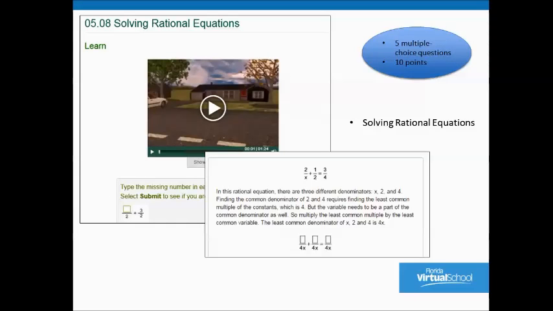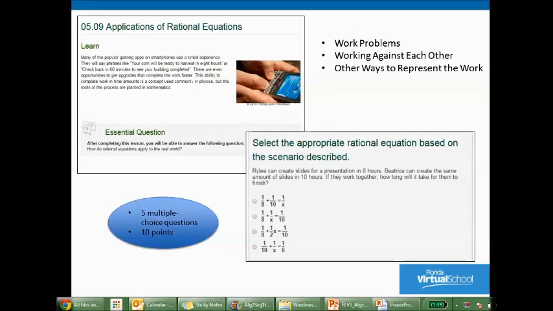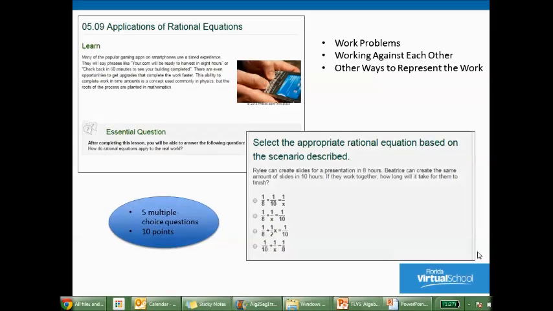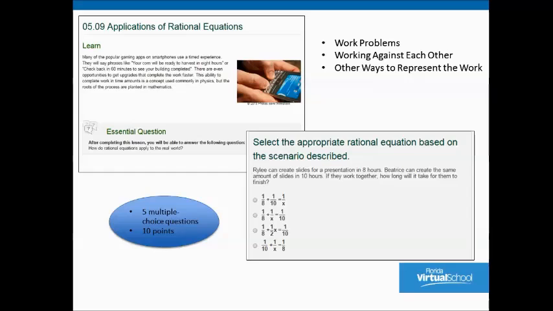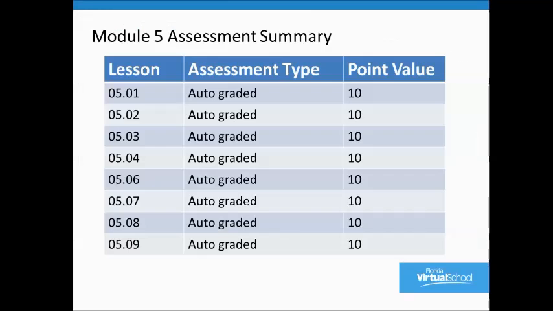5.08, solving rational equations. In this lesson, they learn about solving equations with fractions. 5.08 assessment is 5 multiple choice questions worth 10 points. 5.09 is application of rational equations. In this lesson, students learn work problems working against each other and other ways to represent the work. There are 5 multiple choice questions in this assessment worth 10 points. The assessment summary for this module, they're all auto-graded from 501 through 509.